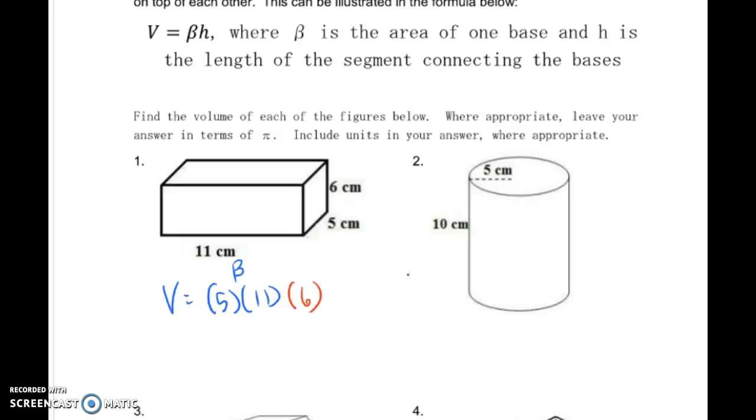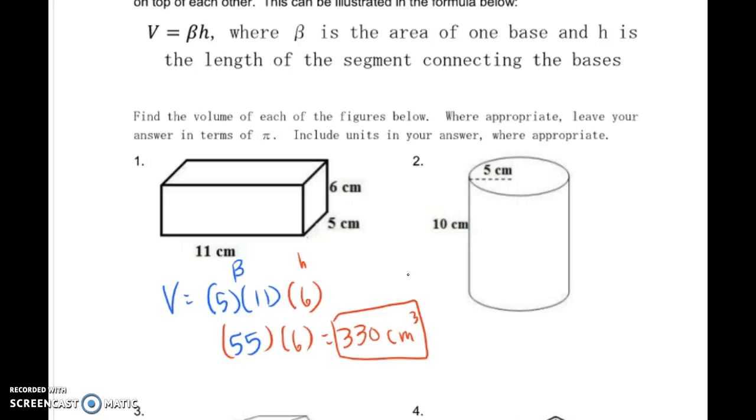So when I multiply 5 times 11, I'm going to get 55. Oops, I don't know why that didn't change colors. Let's try that again. All right, red, there we go, times our height. So we're going to multiply that by 6, and we end up getting 330. And again, we have units given to us. Unlike area, now we have cubic units. So area, we talked about square units. This is cubic units, 3 dimensions.